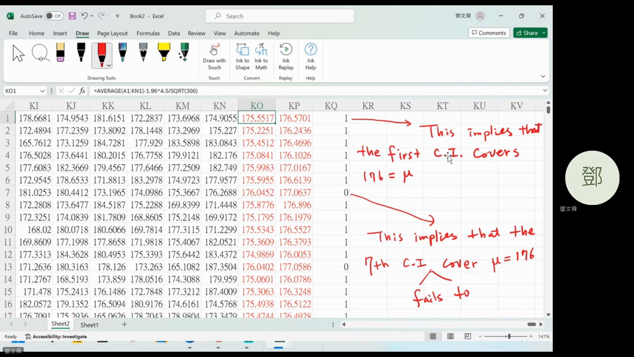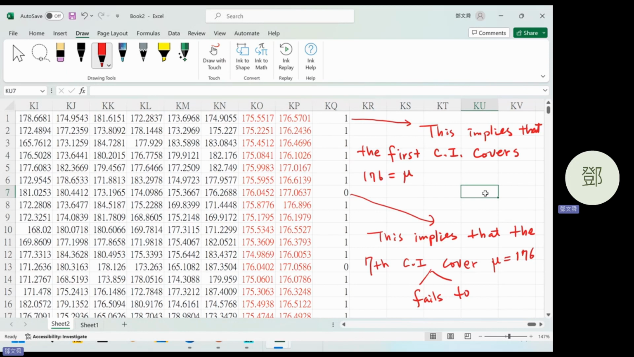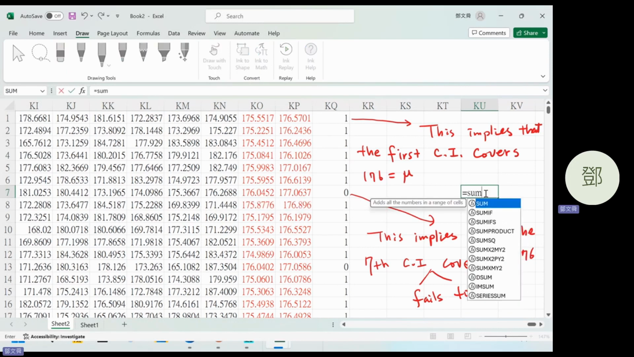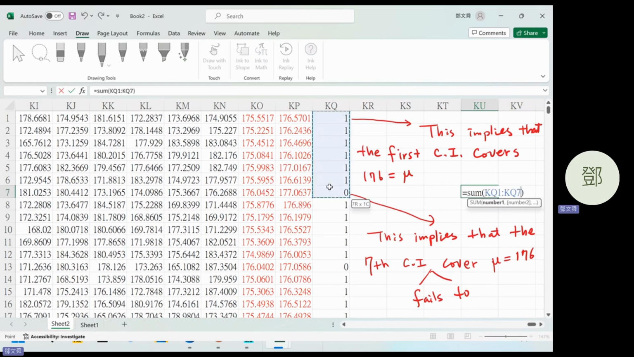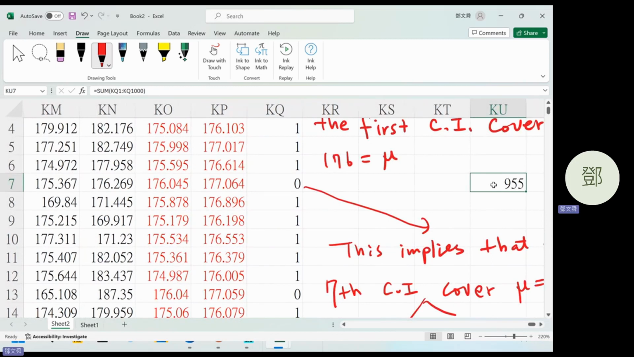Now, it's judgment day. 最后审判。Let me sum them up. Equals sum. If I sum this column up, 1,000, you see this? 955. It is a number very close to 950. Very close to what I just predicted.